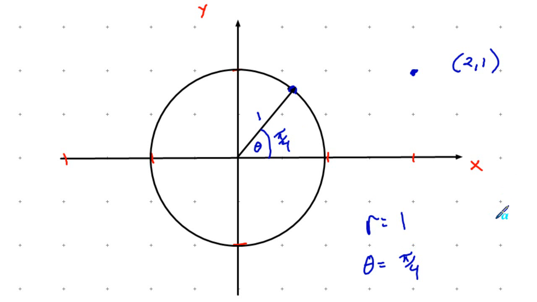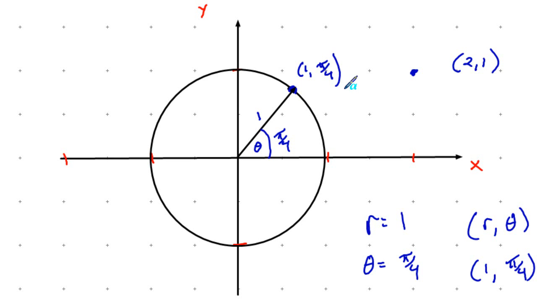So my coordinates can be given by (r, theta), and in this case it would be (1, pi over 4), and that gives me this location, (1, pi over 4), in the polar coordinate plane. In the rectangular coordinate plane, that is the same as (square root of 2 over 2, square root of 2 over 2), because I'm creating that 45-degree angle, and on the unit circle we know what the sine and cosine are of that value. But that's the idea behind polar coordinates.